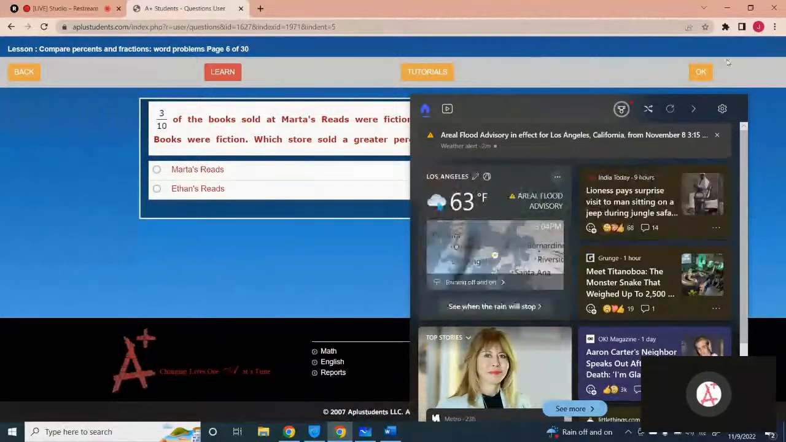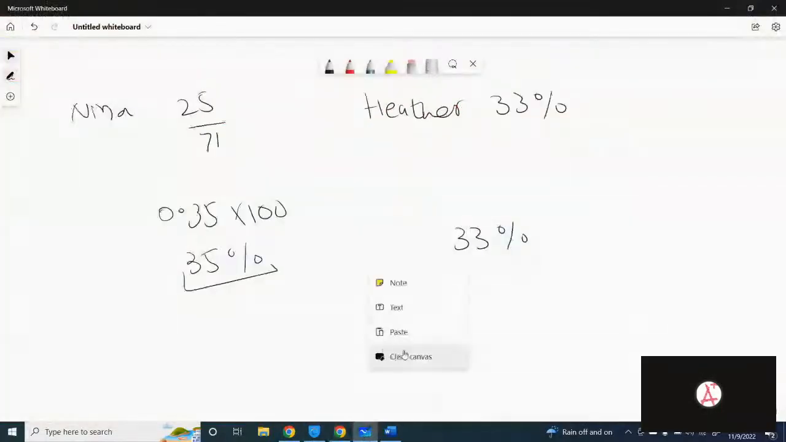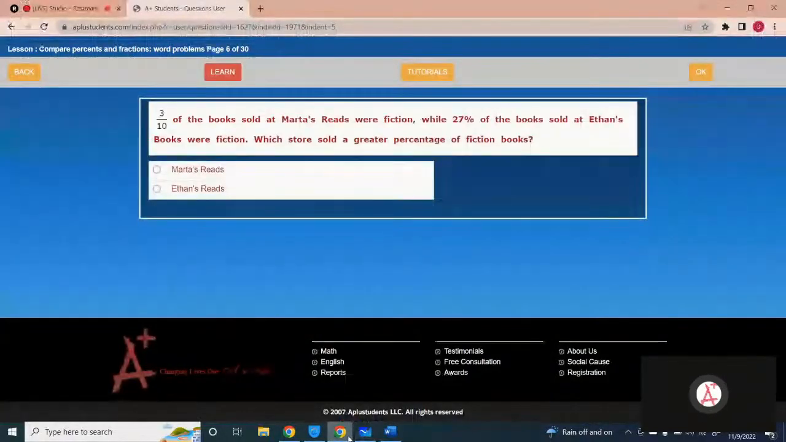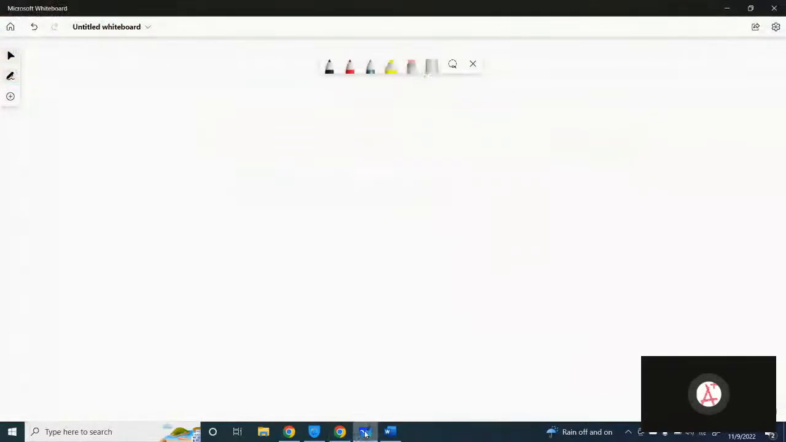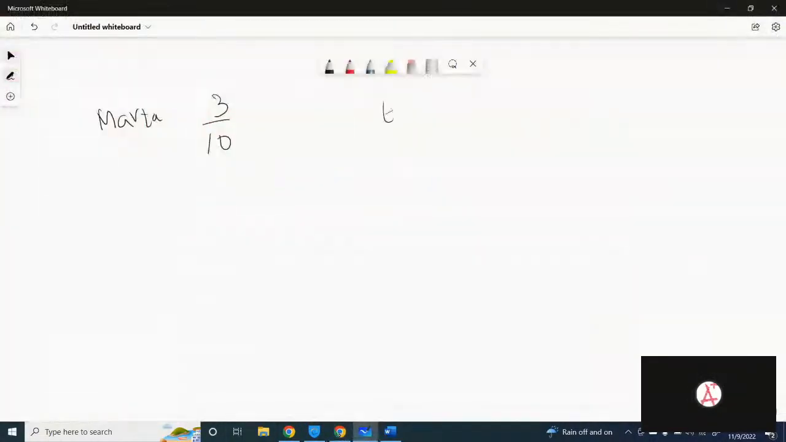Okay, the next one is 3/10 of the books sold at Marta's Reads were fiction and 27% of the books at Ethan's Books were fiction. Which sold a greater percent of fiction books? Got it? You have to convert 3 by 10 to the percentage form. Marta has 3 by 10 and Ethan has 27%.